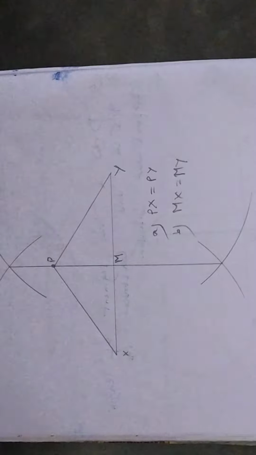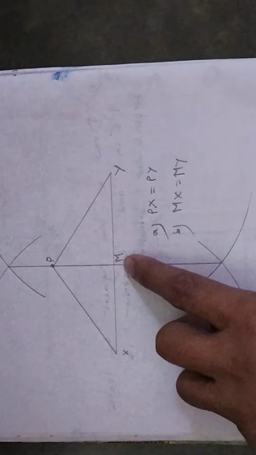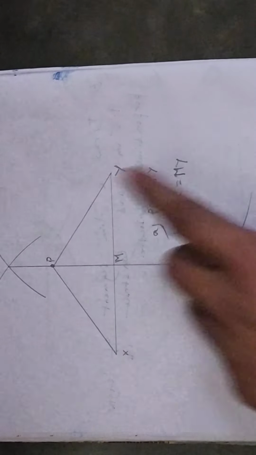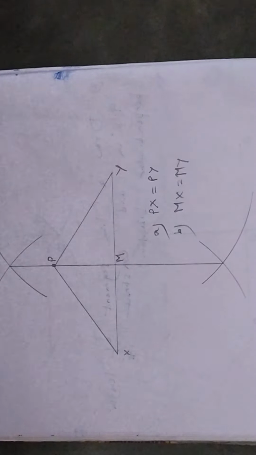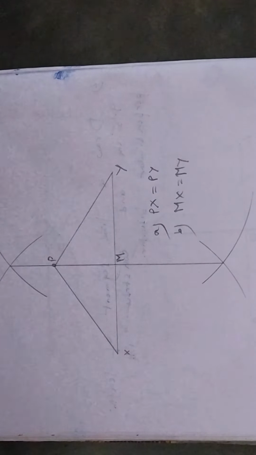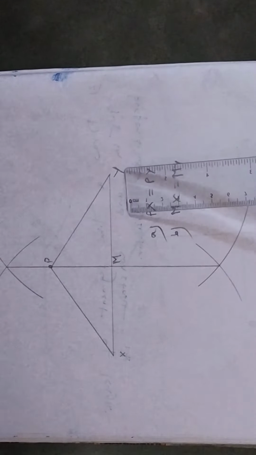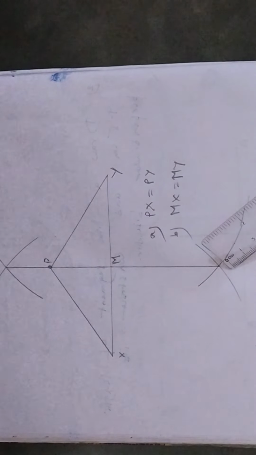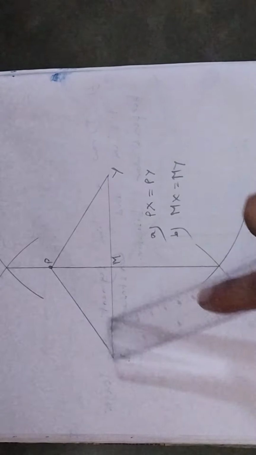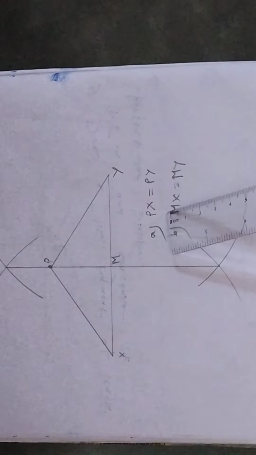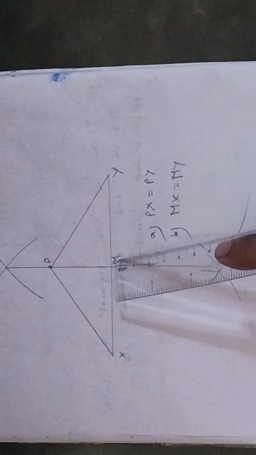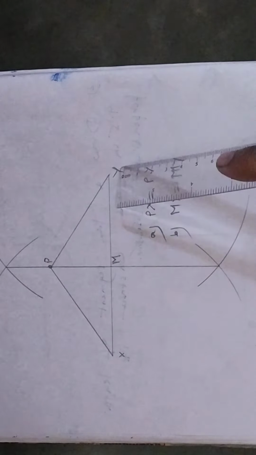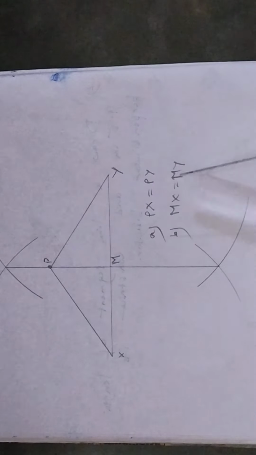Why? Again I am telling, because M is the midpoint of X and Y. Okay, so this is the third question. XY is the length 10.3 centimeter. This is the perpendicular bisector. We have taken a point P. We have joined PX, PY. Their measures are same. This is the midpoint. MX and MY, they are also same.